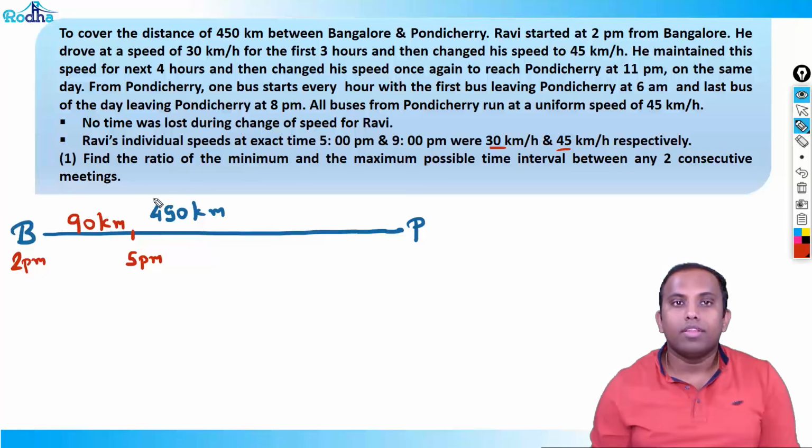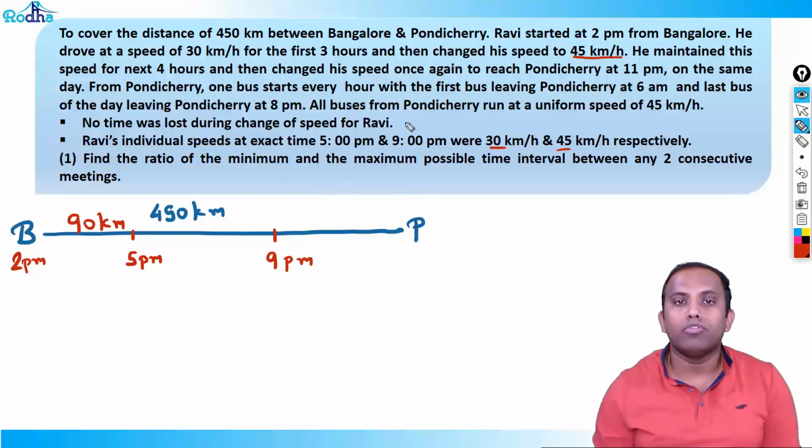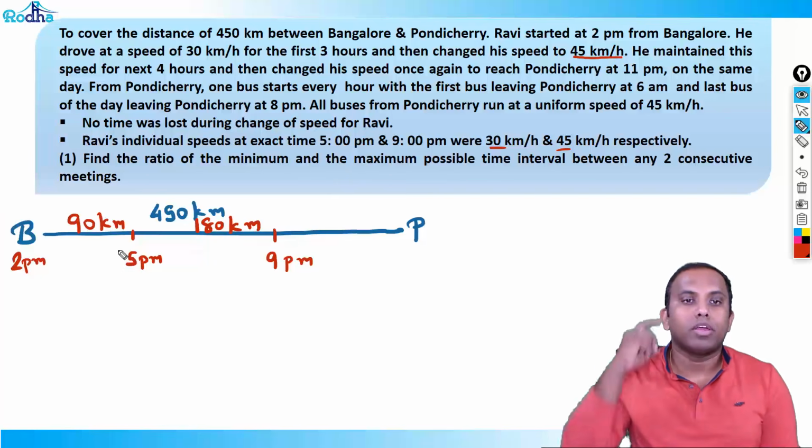Then he changed his speed to 45 km per hour and maintained this for the next 4 hours, so 5 p.m. to 9 p.m. What is the distance covered? 45 into 4, at a speed of 45 km per hour for 4 hours. 45 into 4 is 180, so 180 kilometers, from 5 p.m. to 9 p.m.